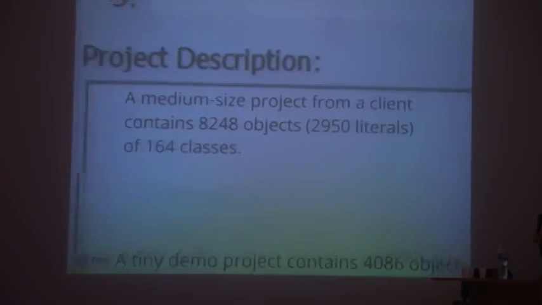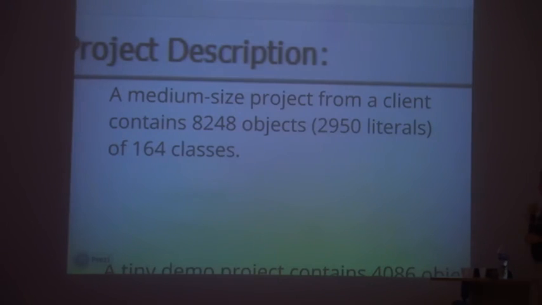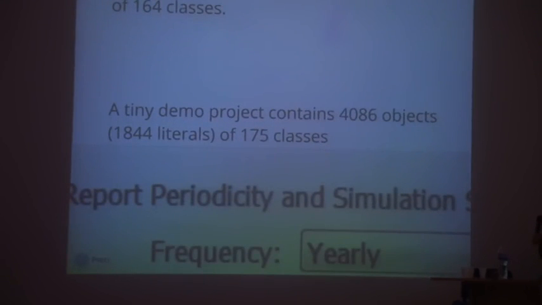In numbers, a medium-sized project, which I worked with when preparing this, can have 8,000 or something like that objects, a good quantity of literals, so simple objects, but also objects of more than 100 of our model classes. Our tiny demo projects have similar numbers.